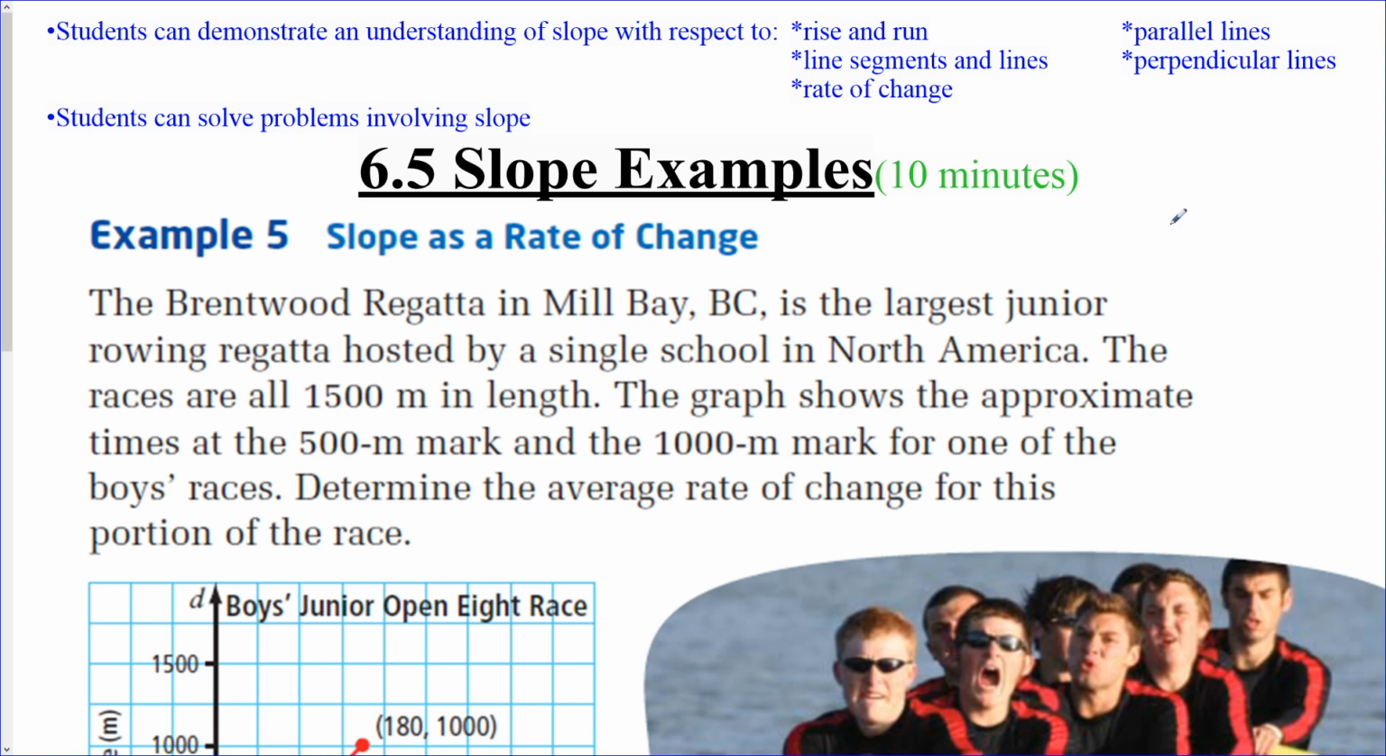Finally, example number 5, slope as a rate of change. This is the exception that I mentioned was going to happen, where the slope is actually going to have units. The Brentwood Regatta in Mill Bay, BC is the largest junior rowing regatta hosted by a single school in North America. The races are all 1,500 meters in length. The graph shows the approximate times at the 500 meter mark and the 1,000 meter mark for one of the boys' races. Determine the average rate of change for this portion of the race.